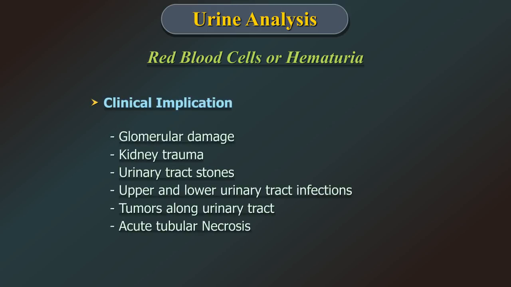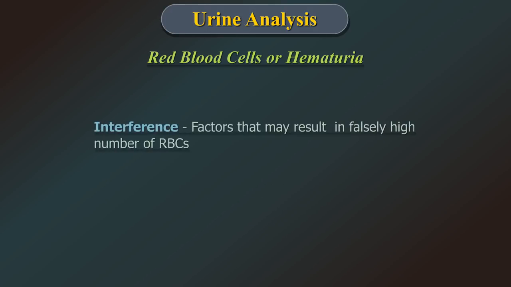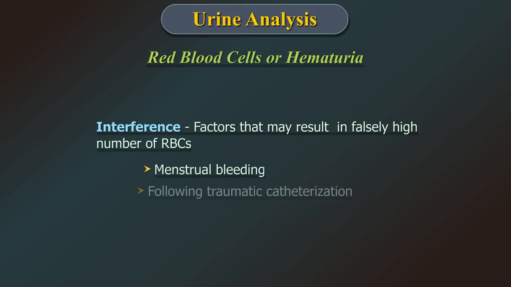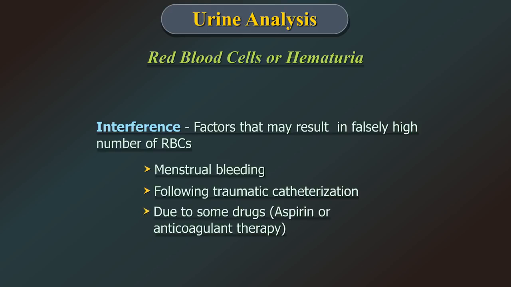Clinical implication. Red blood cells may be found with glomerular damage, kidney trauma, urinary tract stones, upper and lower urinary tract infection, tumors along the urinary tract, or acute tubular necrosis. Interference. Factors that can result in a falsely high number of red blood cells are menstrual bleeding, traumatic catheterization, or some drugs like aspirin or anticoagulant therapy.